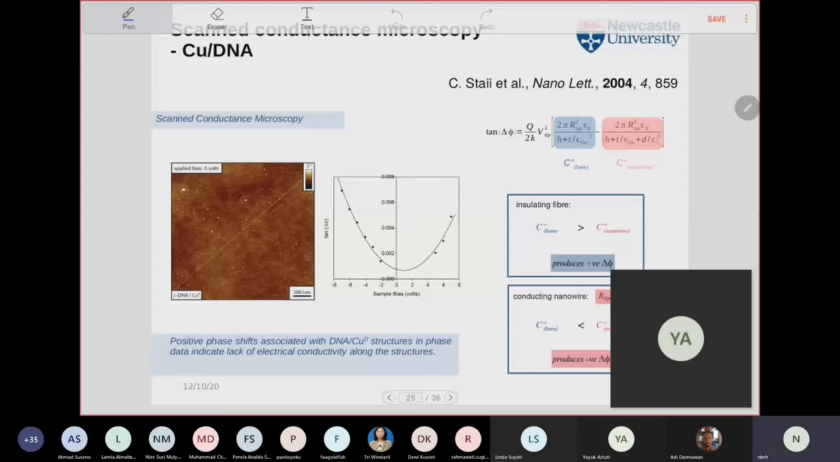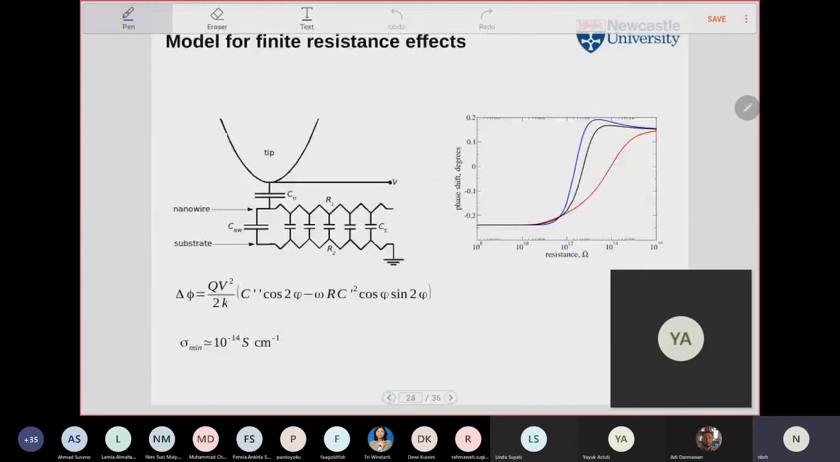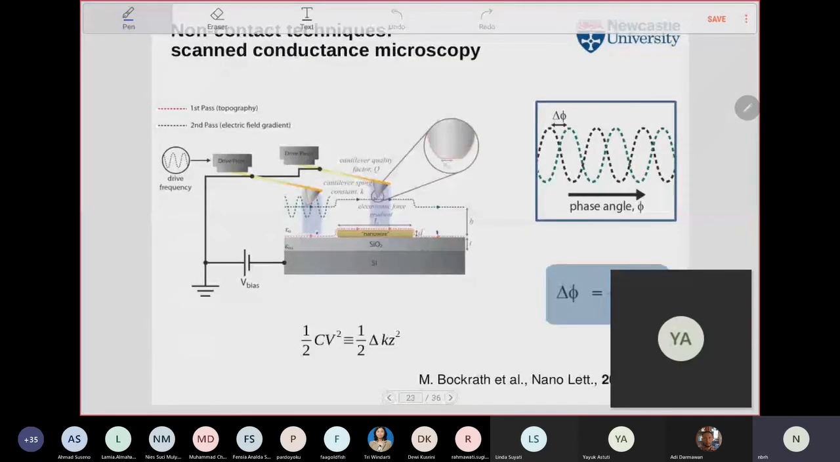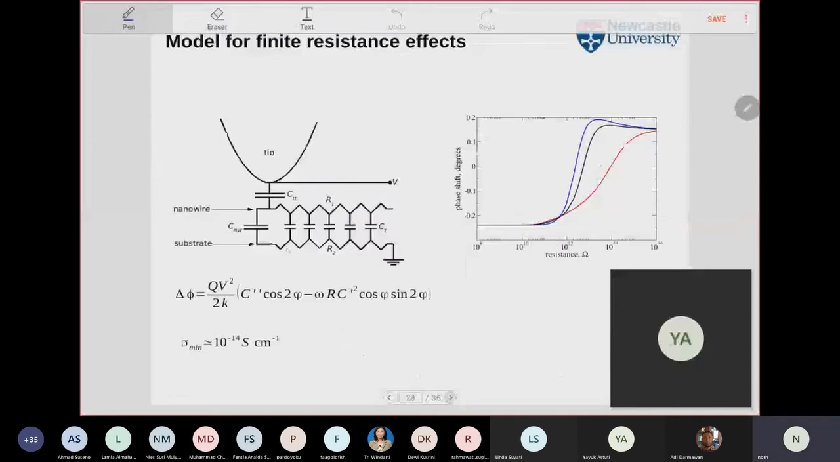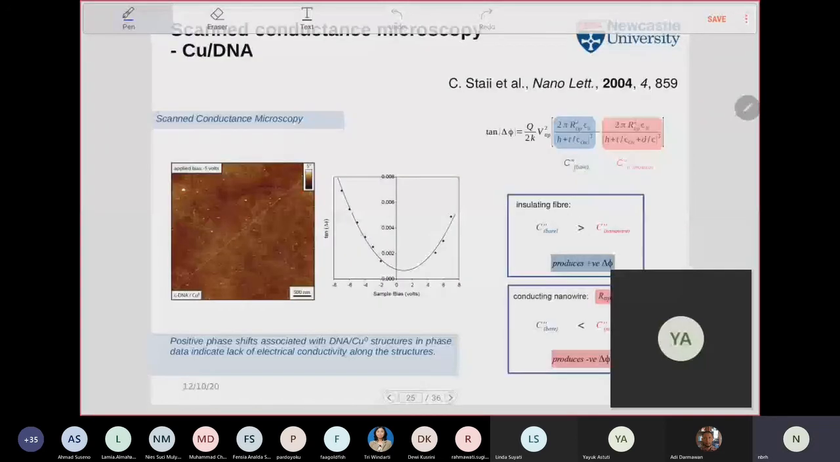And whatever the voltage is, whether it is plus or minus, you always see a positive phase shift because the capacitance effect is proportional to the square of the voltage. So this is how you distinguish this from other effects. Sadly, this tells us that the very beautiful looking copper nanowire is actually completely insulating.